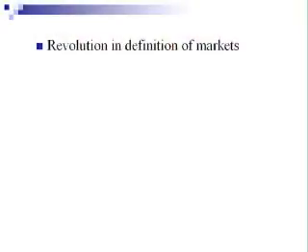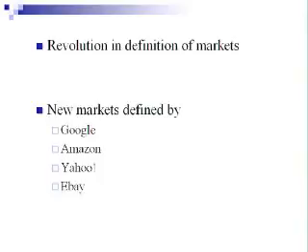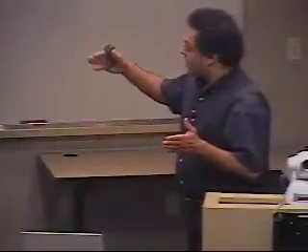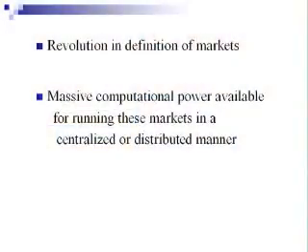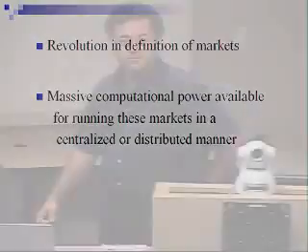Totally new markets got defined by companies such as Google, Amazon, Yahoo, and eBay. And these markets form a good fraction of the economy today, and are gradually growing and are expected to become an even larger player in the economy in the coming 10 years or so. The other big change is that we have at our disposal massive computational power available for running these markets either in a centralized or a distributed manner.